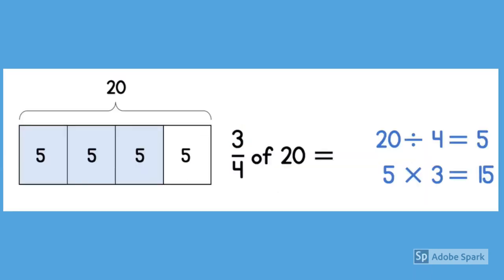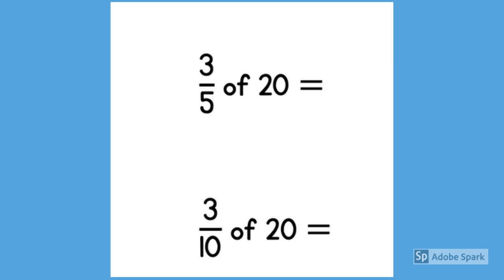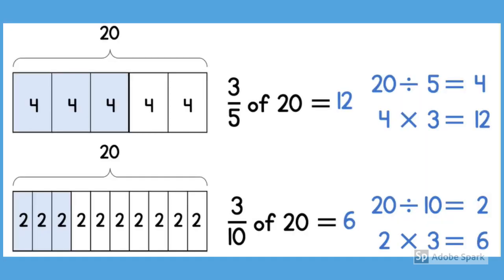So let's use a bar model to work out 3/4 of 20. The bar model on the left is worth 20. It has been divided into 4 equal parts because the denominator is 4. 20 divided by 4 equals 5. Each part represents 5. 5 times 3 is 15. 3/4 of 20 equals 15. Pause the video here and have a go at these 2 questions. Remember to use a bar model to represent your calculation.